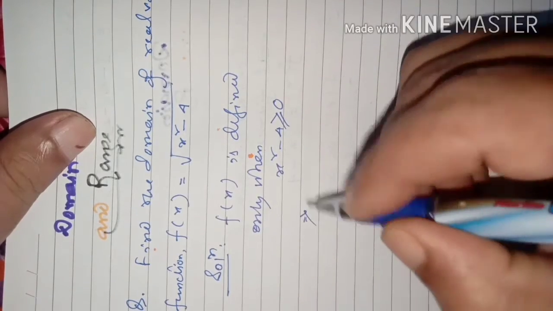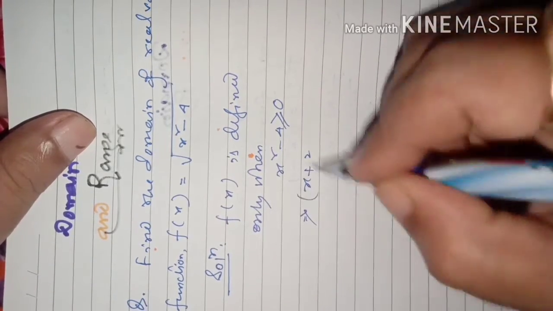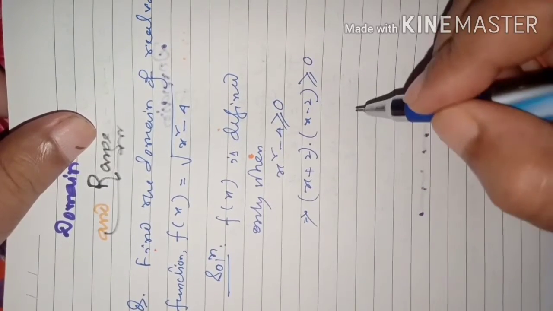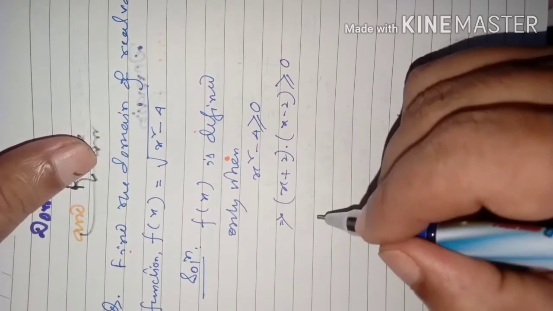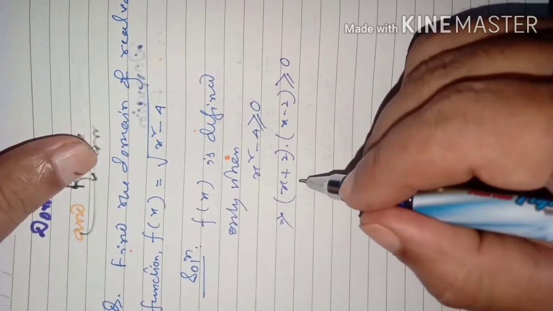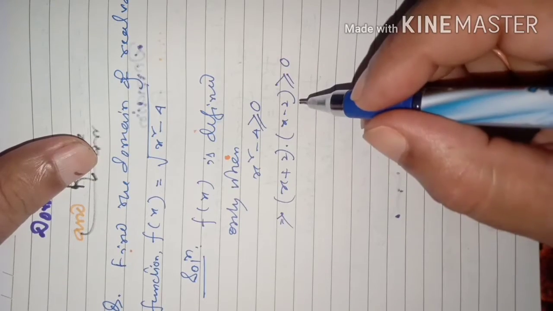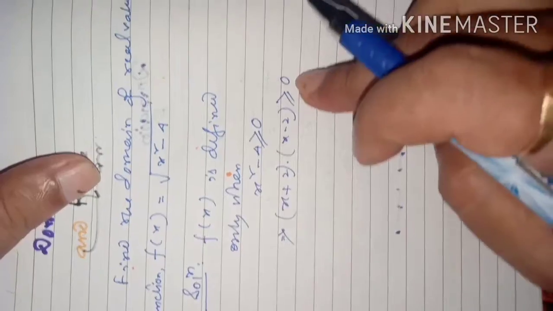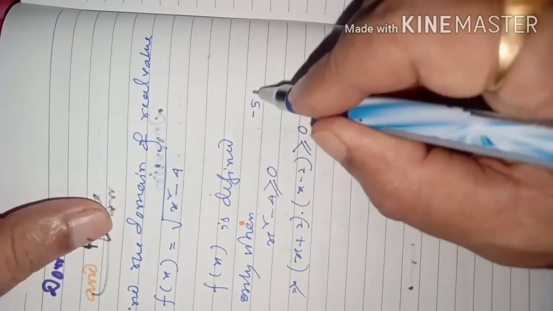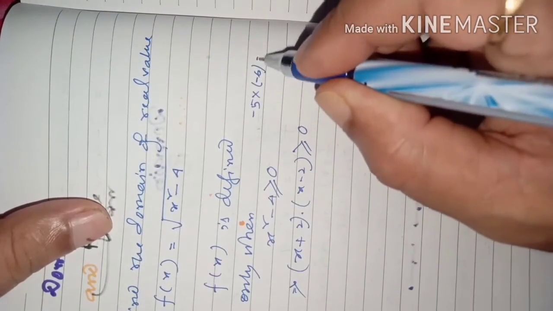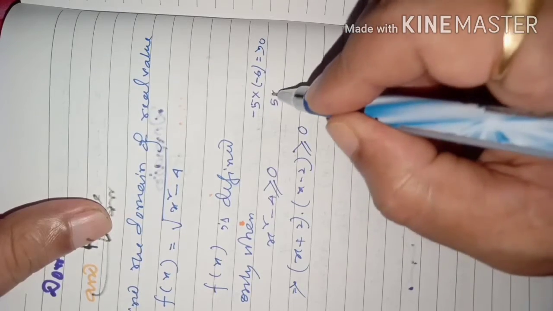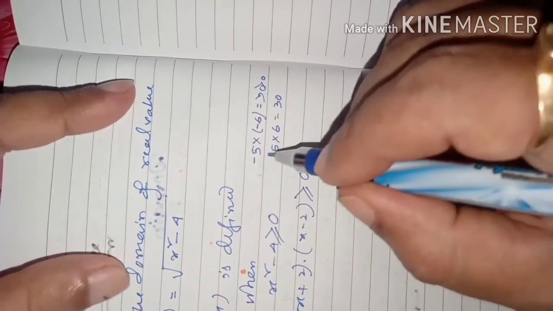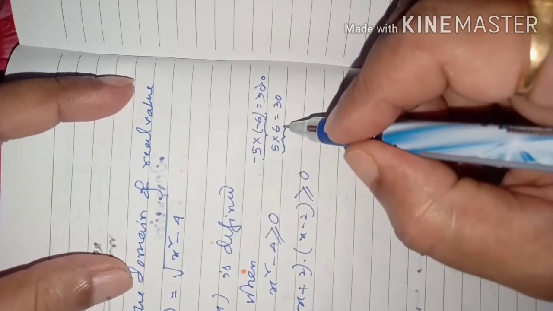It tells us that x plus 2 into x minus 2 should be greater than or equal to 0. It tells us that either x plus 2 and x minus 2 both should be negative or both should be positive, then only their product will be greater than 0. Just think, if I multiply minus 5 with minus 6, the product is 30, or if I multiply 5 with 6, the product is 30. Both are greater than 0 because both are negative or both are positive numbers.